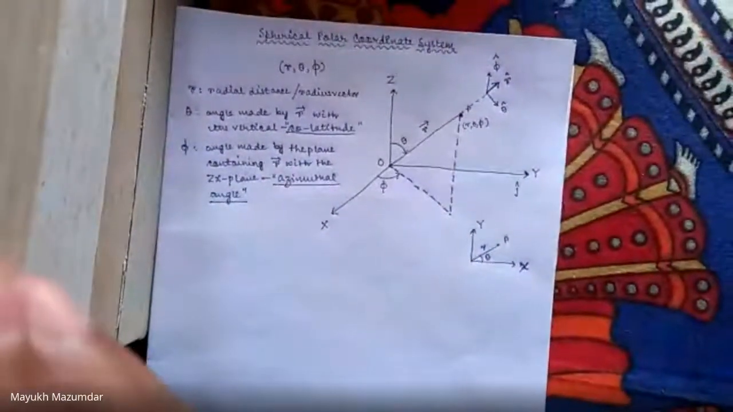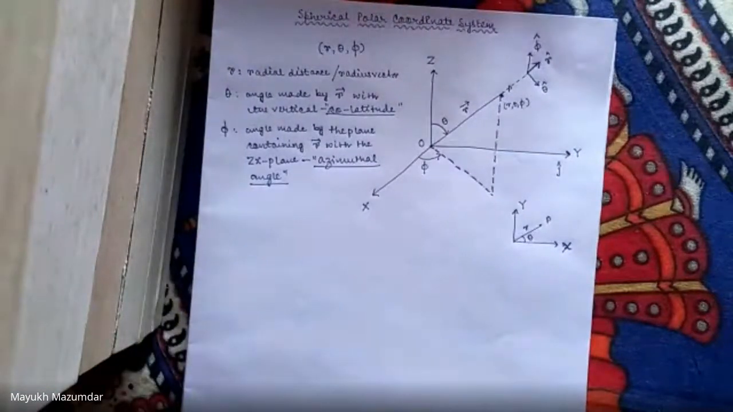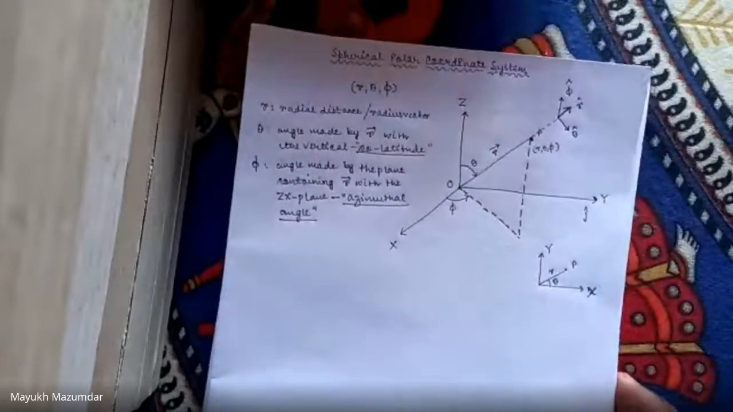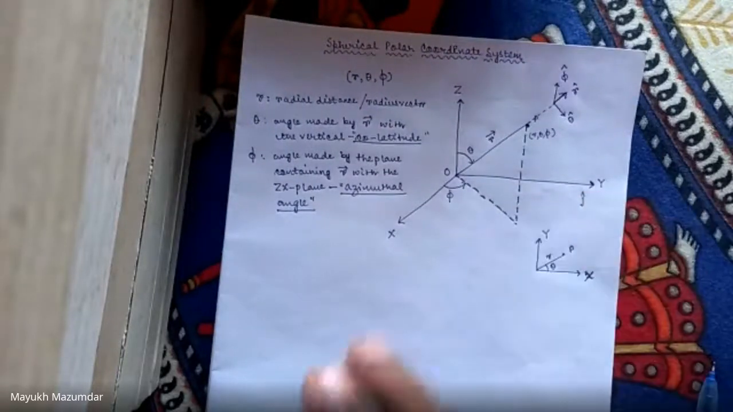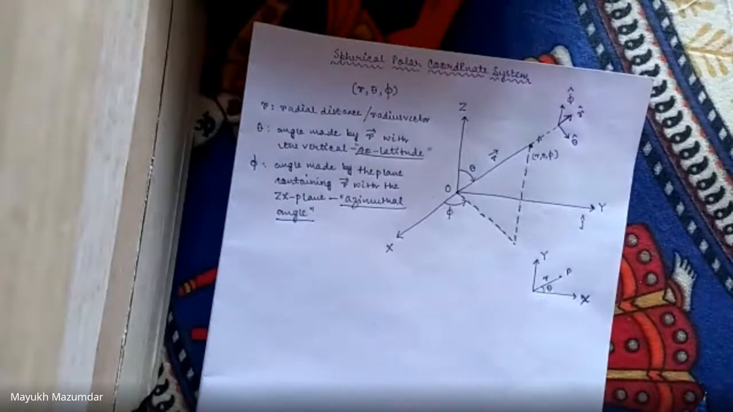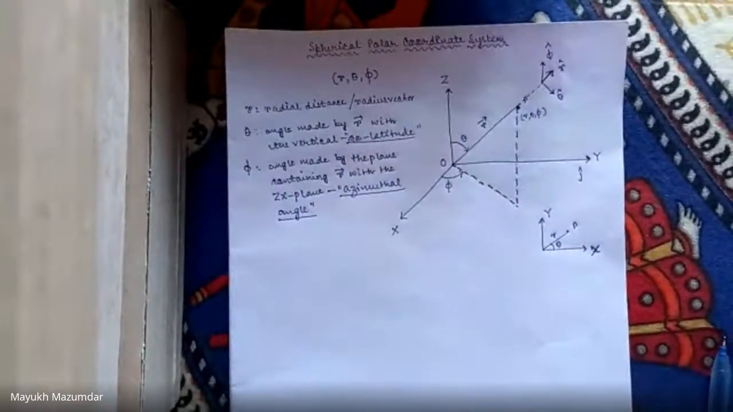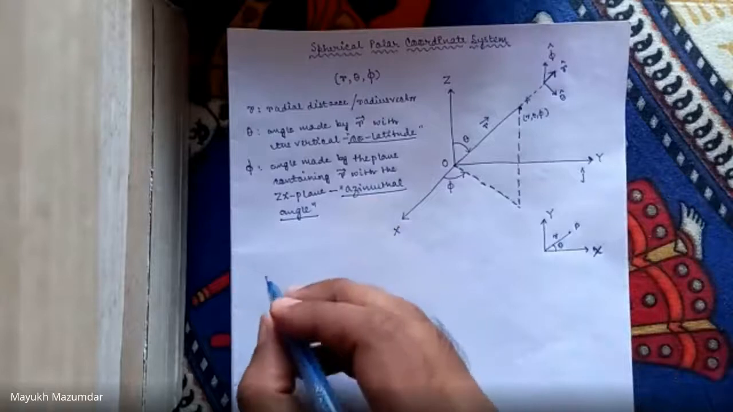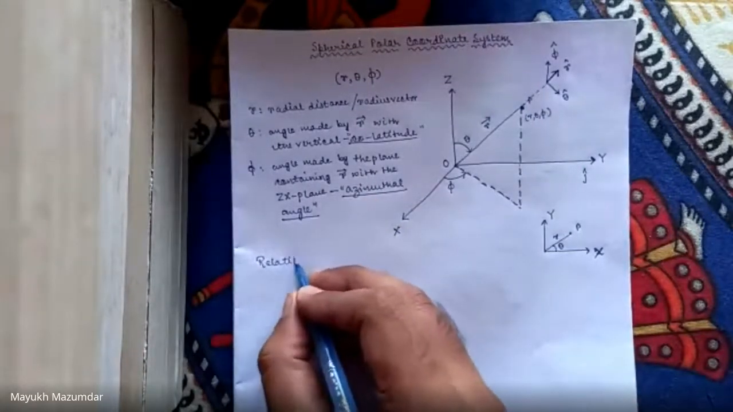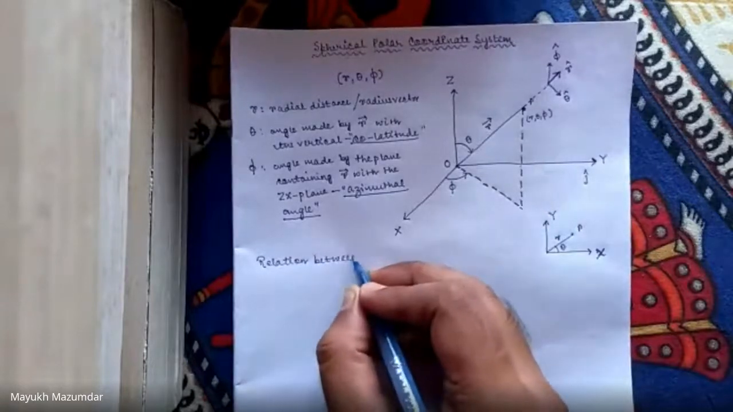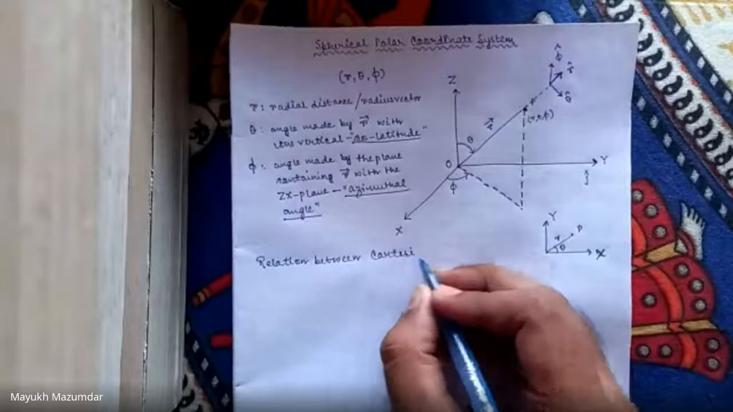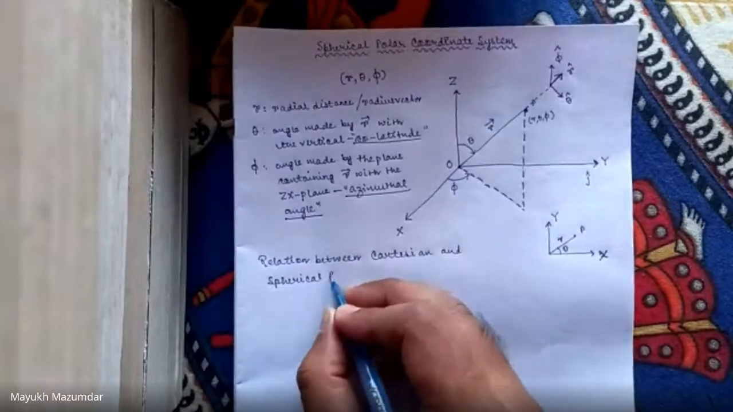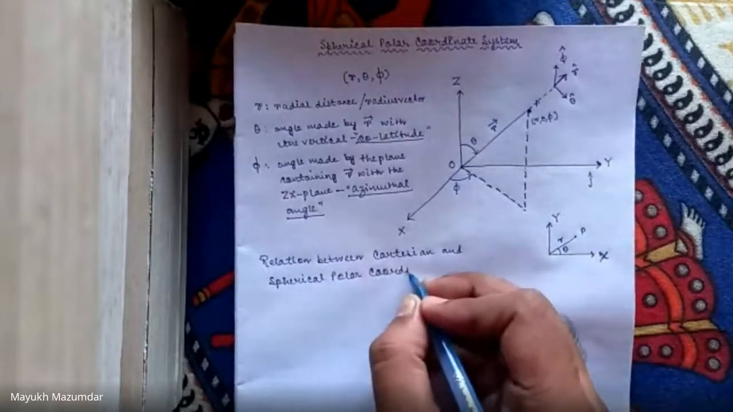So now the important thing. We have been introduced to some new things, but for our better comprehension, we should also know how we can connect these new things with the old things. That is, what is the relation between the Cartesian and spherical polar coordinates? That's very, very important.